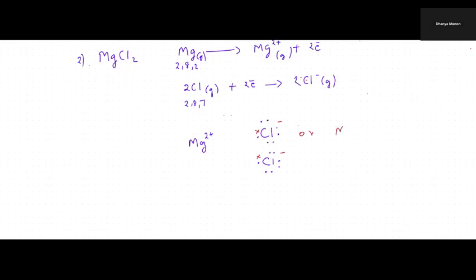So in either case, you will only show the valence shell electrons. So magnesium has 2 electrons that it is ready to give to each of the chloride ion. So I have here chlorine, here chlorine, 1, 2, 3, 4, 5, 6, and 7. One electron goes to chlorine atom to form chloride ion. Again, 1, 2, 3, 4, 5, 6, 7. One electron from magnesium comes to chlorine to form chloride ion. So either way you can show the electron dot diagram.